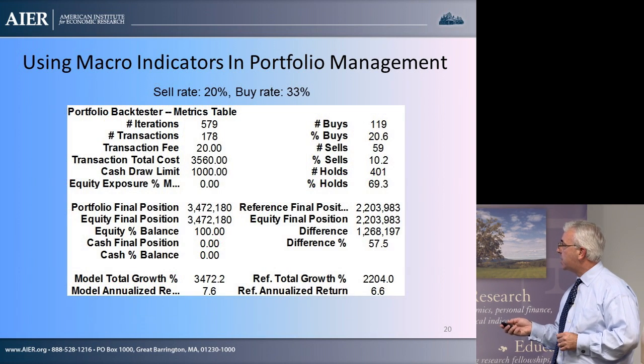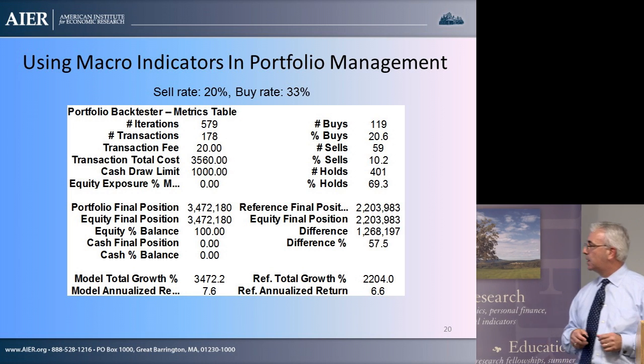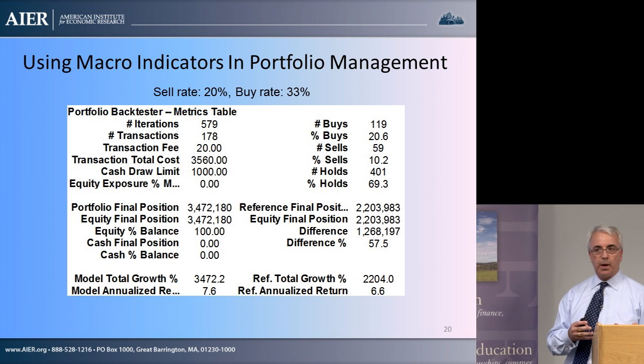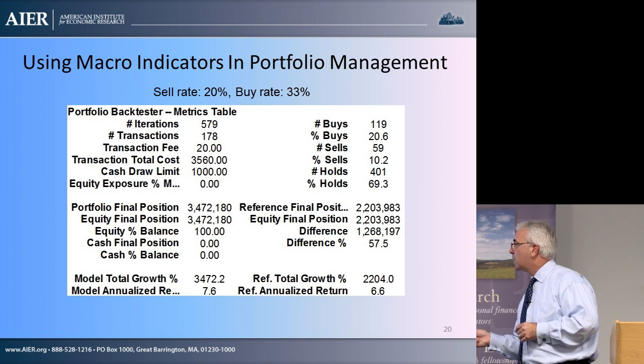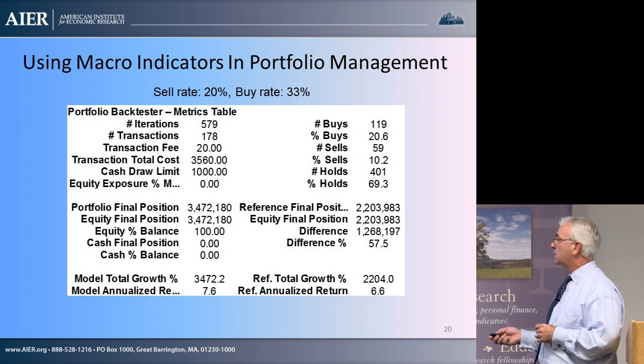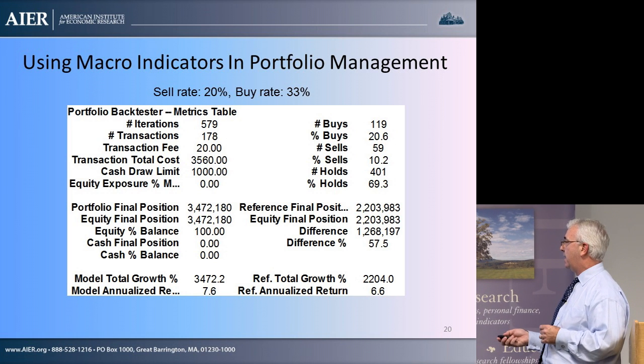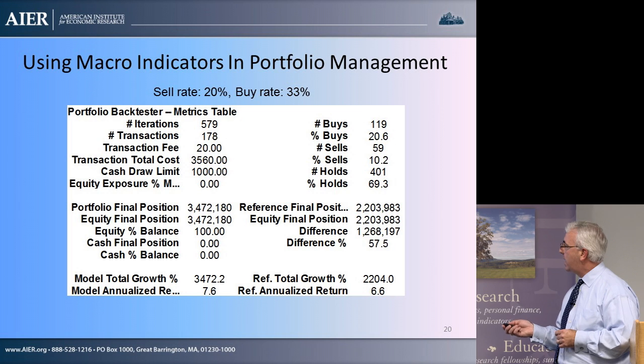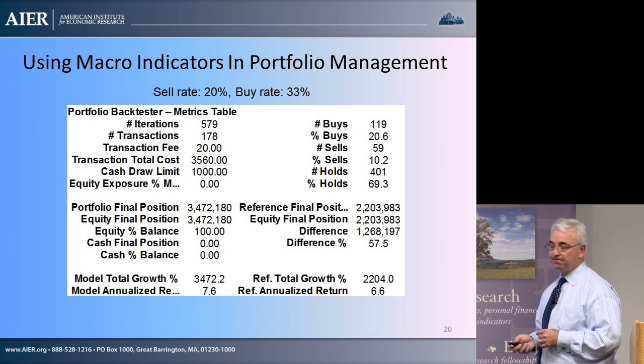All right, so what happens if we change our buy and sell rates? We'll increase them a little bit, so we'll get in and out of the market a little more quickly. We're down to 178 transactions total. We've reduced our transaction cost by about $1,000. We're now at about 20% buys. Sells didn't change at all, about 10%. And holds are up to about 70% of the time.